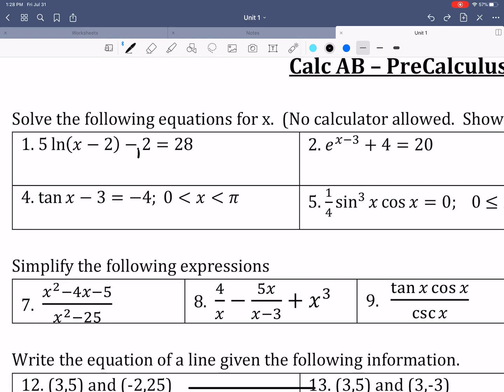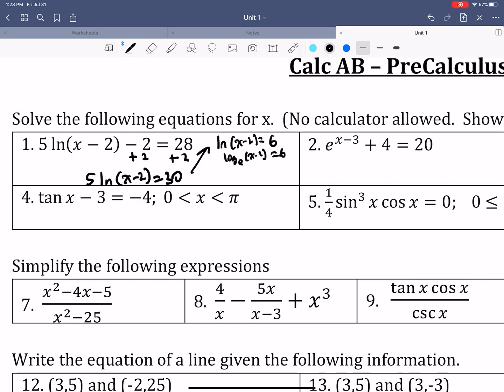which is then going to give me, oh yeah, and since I'm trying to post this, I'm trying to be somewhat neat. That's going to give me 5 natural log of x minus 2 is equal to 30. Divide 5 from each side, which is now going to give me natural log of x minus 2 is equal to 6. I know natural log is another way of saying log base e of x minus 2. Natural log is just log base e. So that's going to give us 6.